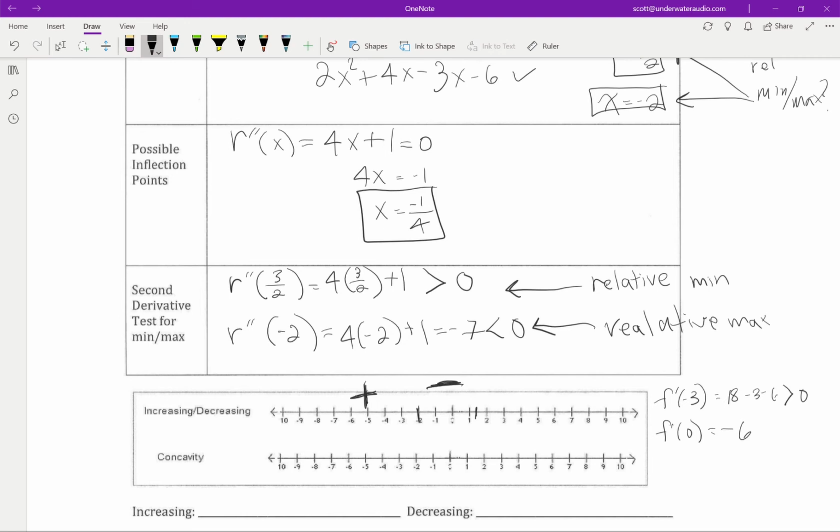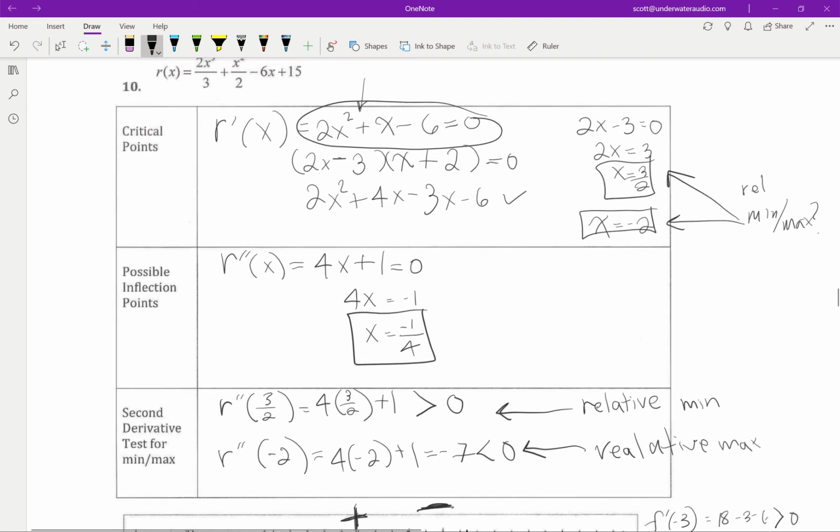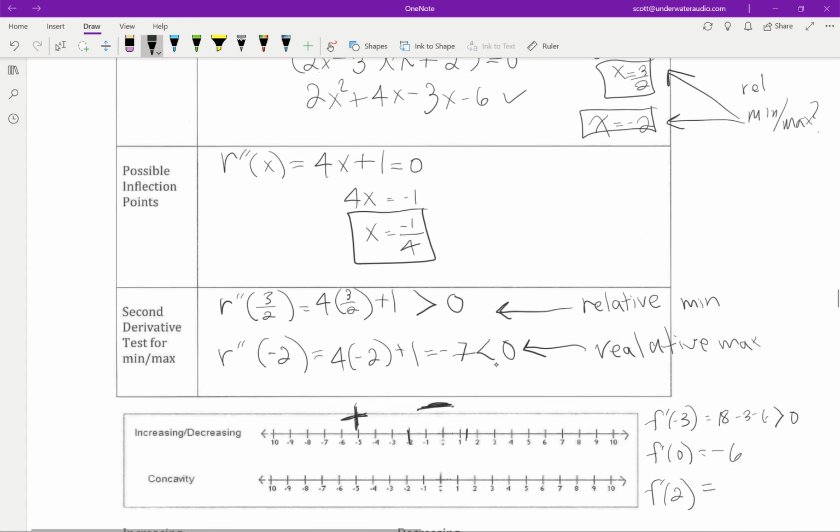And then here I could probably guess that it's going to be positive because we're working with a parabola, but just in case you can't, let's do f prime of 2 here. So 2 squared is 4, times 2 is 8, plus another 4 is 12, minus 6 is a positive 6. So it's increasing there.